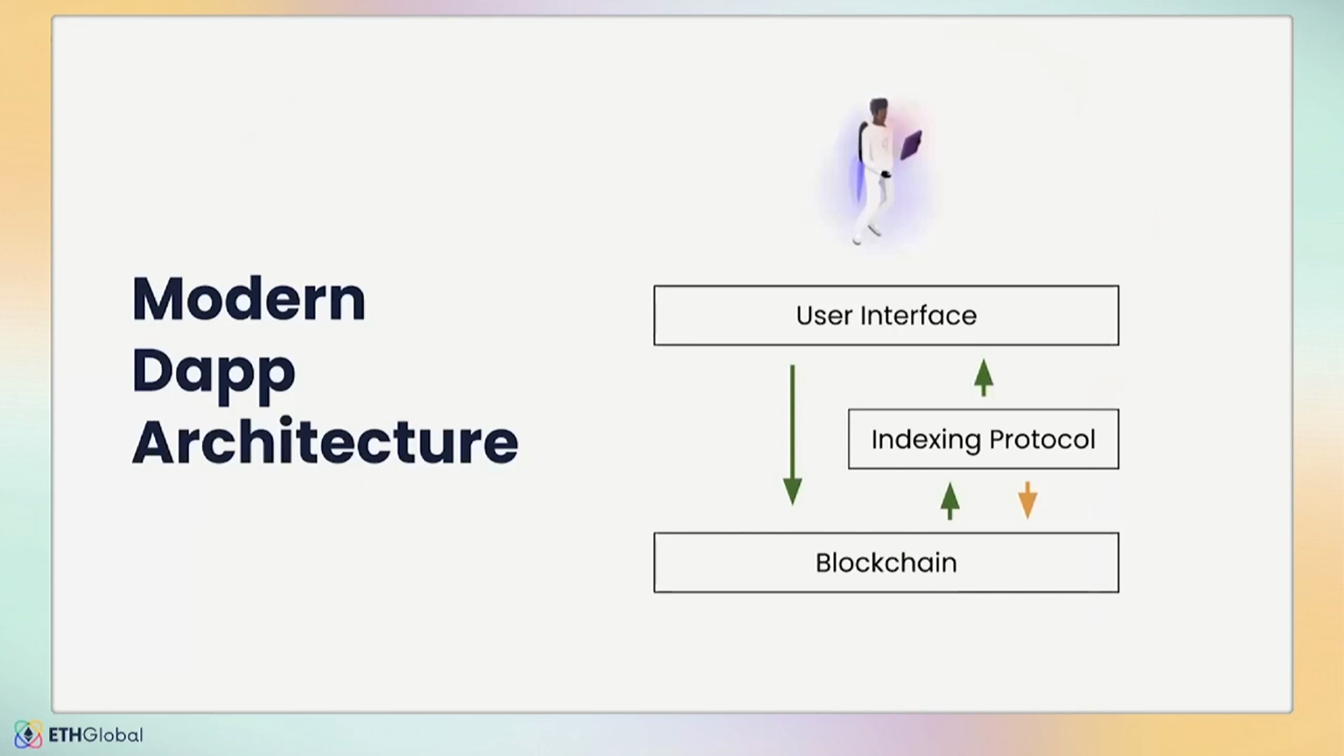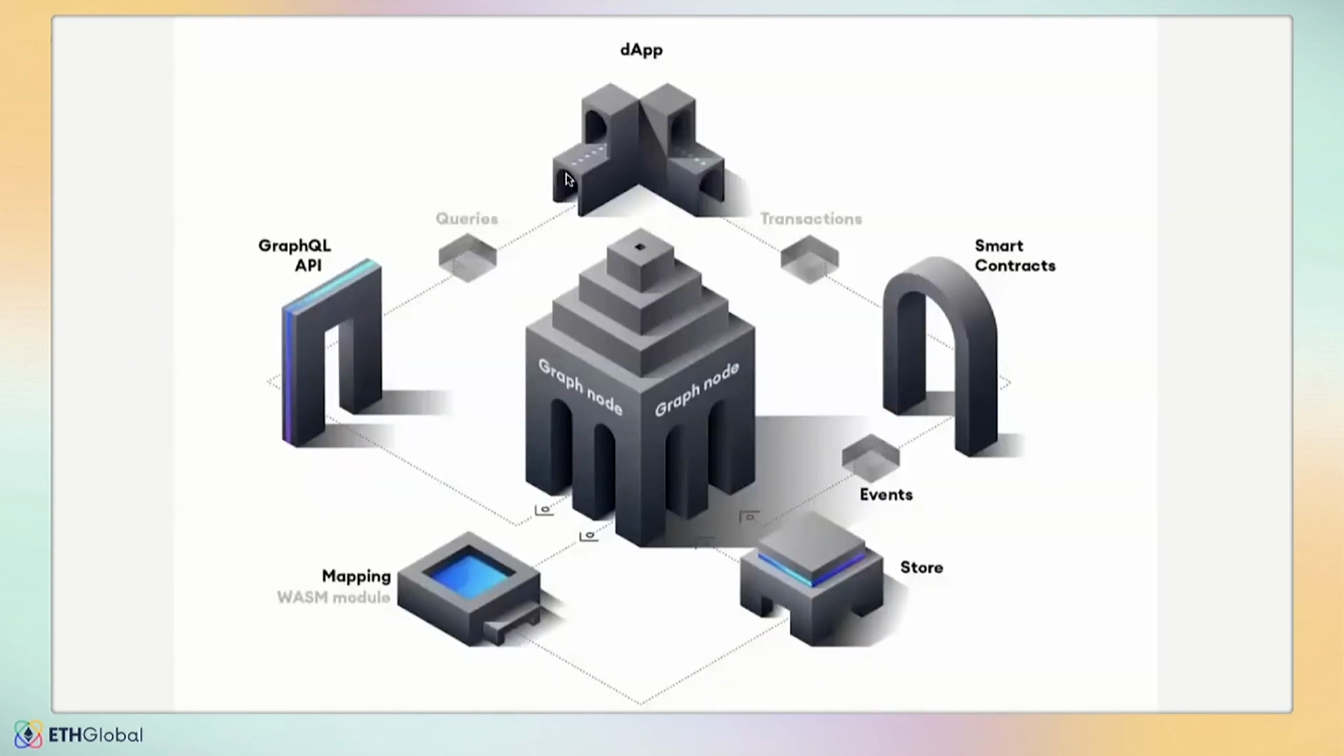So we end up with this modern dApp architecture, where we have the user interface on top, and then the blockchain, the one that we knew already, and in between is this indexing protocol that is incentivized and built for data reading. It sits in between, reads data from the blockchain and stores it in this indexing layer. All right.